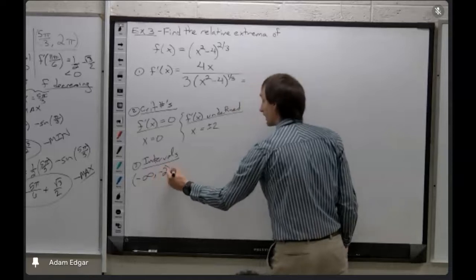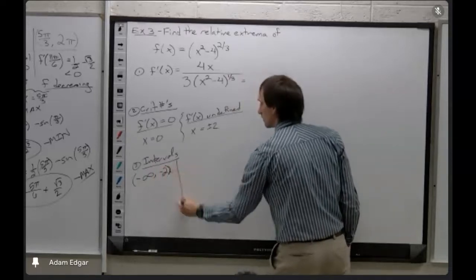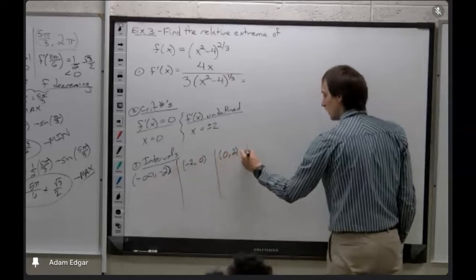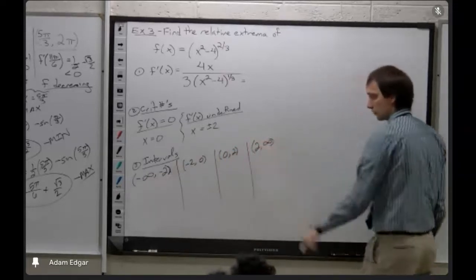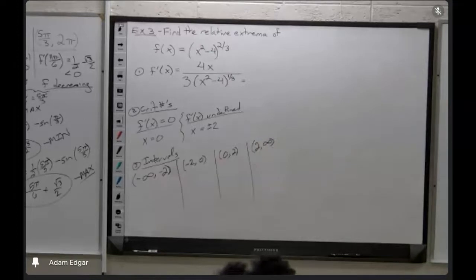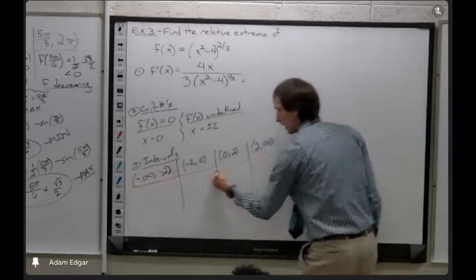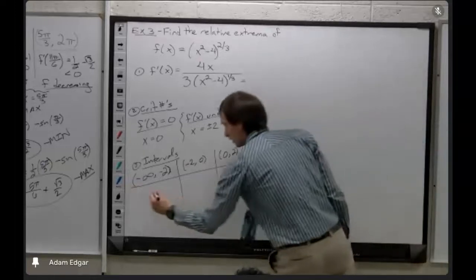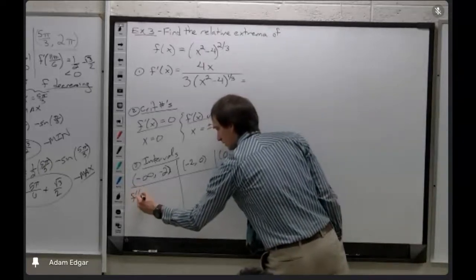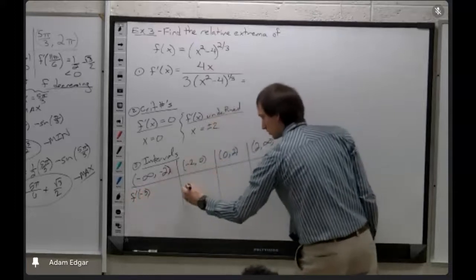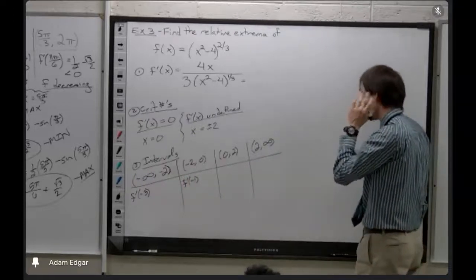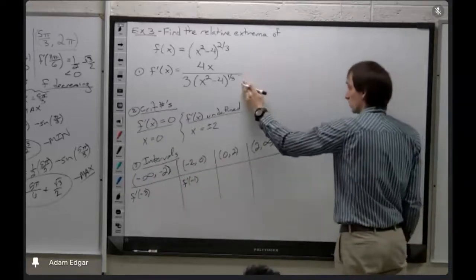And then negative 2 to 0, and then 0 to 2, and then 2 to infinity. So the more critical numbers you have, the worse your life gets, because you have more intervals to check. And then you've got to check all of them. So how about if you're a guy, check the 2 left intervals, and if you're a girl, check the 2 right intervals. So guys, check negative 3 and negative 1 back into the derivative. Girls, check positive 1 and positive 3.